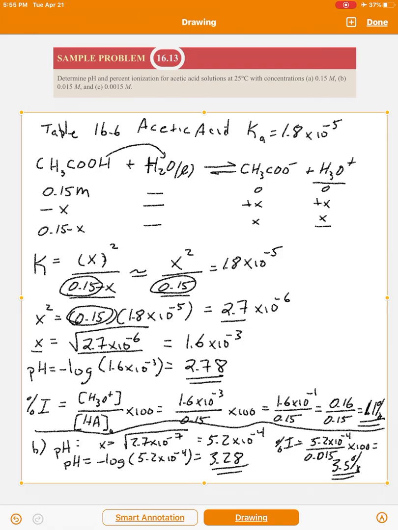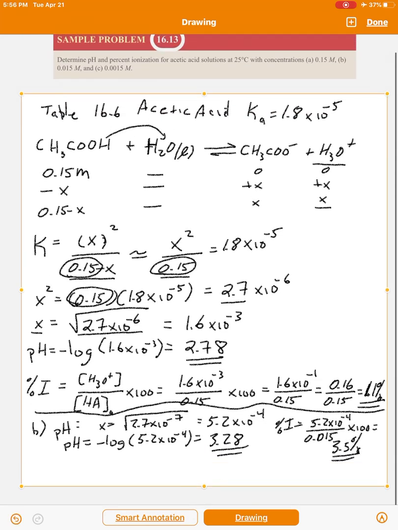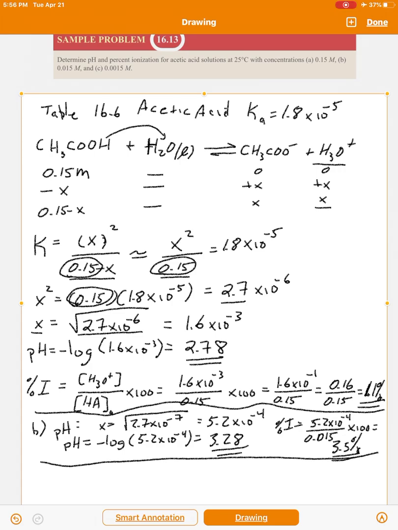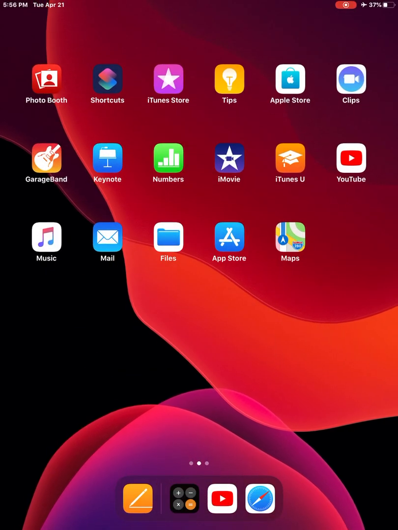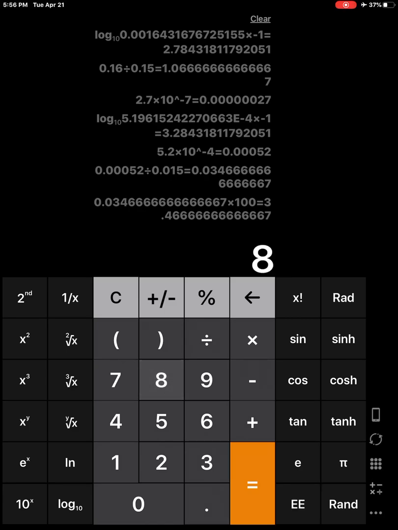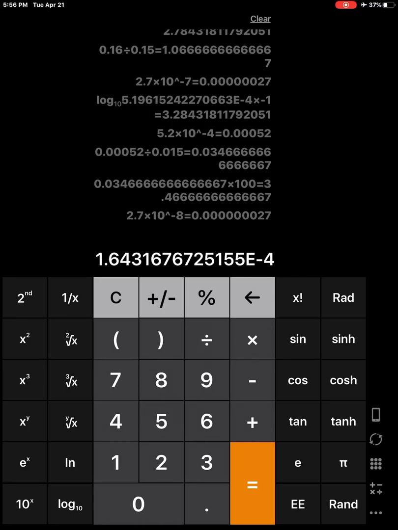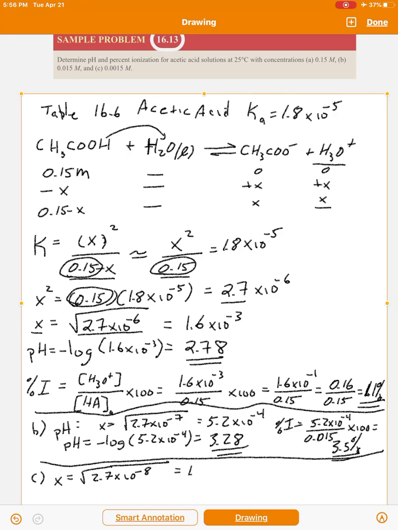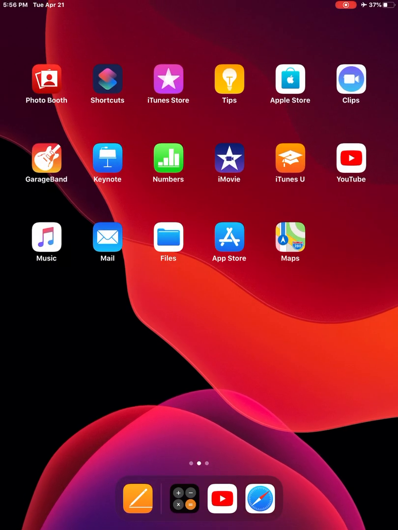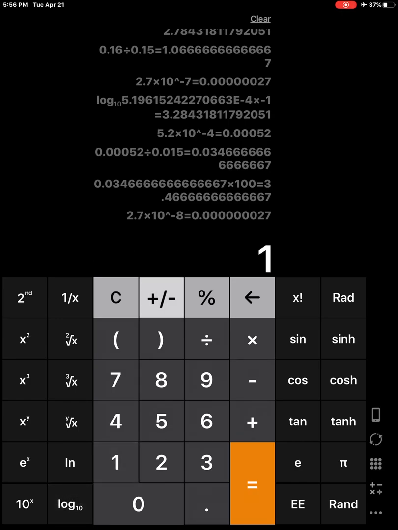Okay? So now what about part C? In part C, we would be changing the initial concentration to 0.0015. Right? Let me see if we can get a little more room here. So in part C, x would be the square root of 2.7 times 10 to the minus 8, which is 1.64 times 10 to the minus 4. So the pH would be the negative log of that. So negative log, 3.78.